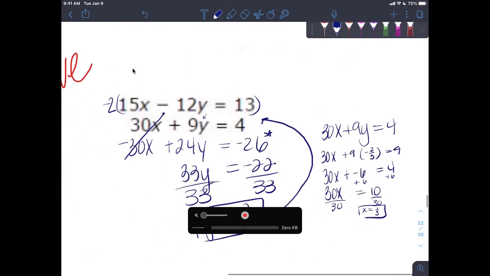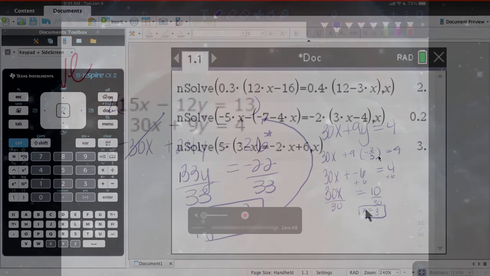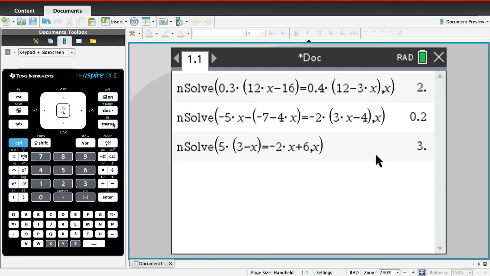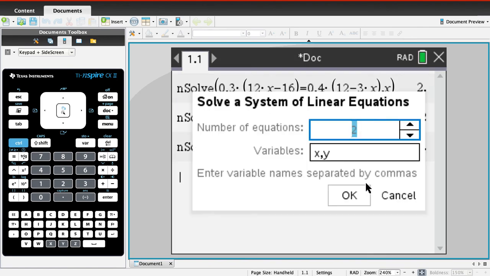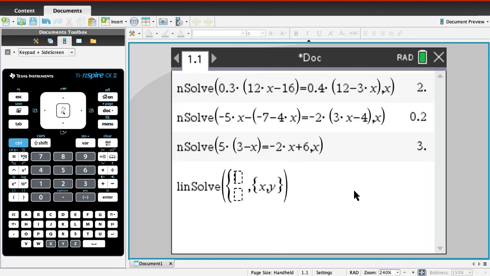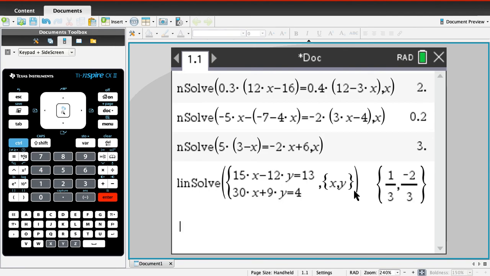Now, lots of math, right? So sometimes we can make an error here. That's okay. Let's go ahead and check this with the linsolve. So menu, algebra, solve system of linear equations. I'm going to hit OK, and I'm going to type in those two original equations. And look at that. Same exact values that we predicted based on how we did it by hand.